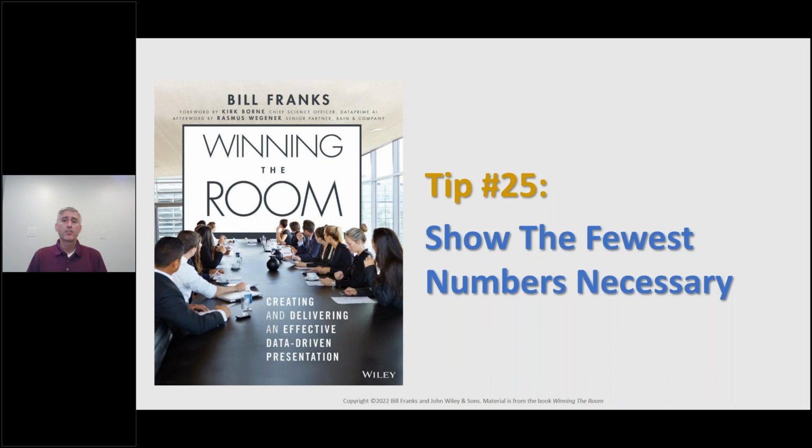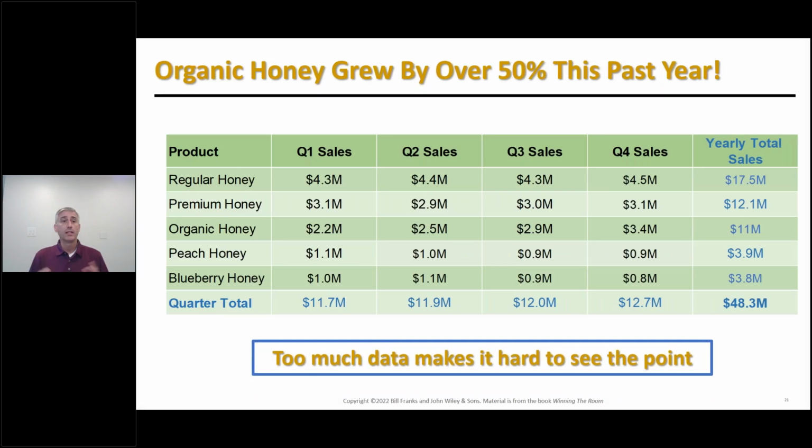And tied to that is you want to be showing the fewest numbers necessary at any point in your presentation. So here's a very simple table. It's 5 products by 4 quarters. That's 20 numbers plus the totals. I'm up to 29 numbers on this seemingly very simple chart. That's a lot to look at. If you look at my headline, it's saying organic honey grew by over 50% this past year. Now, if you look at this table and you concentrate, you can find that, you can see the pattern.